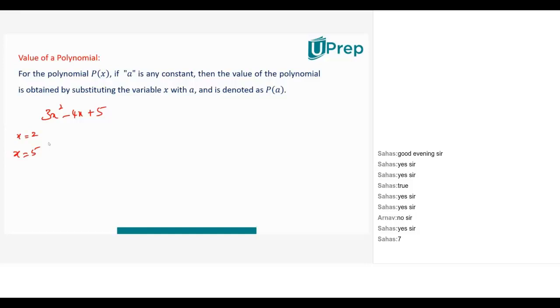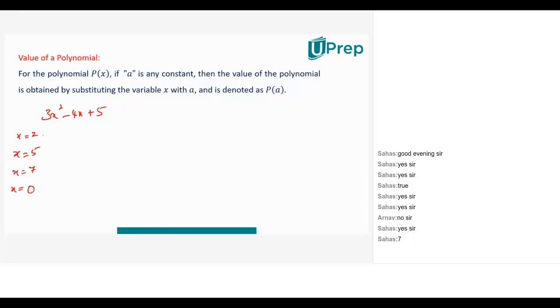Sahas, can you type whatever value you like for x? Sahas gives me 7. And I also need one, right? I am also a participant. I'll take one of the best values, 0.